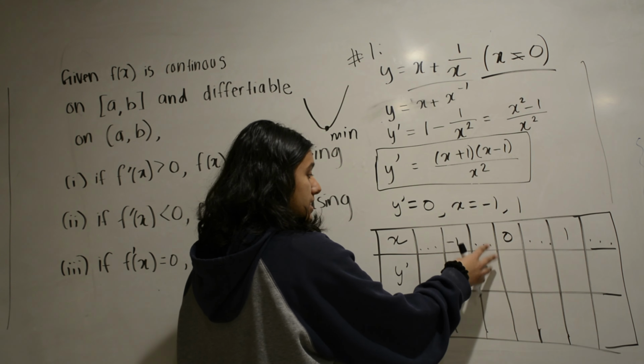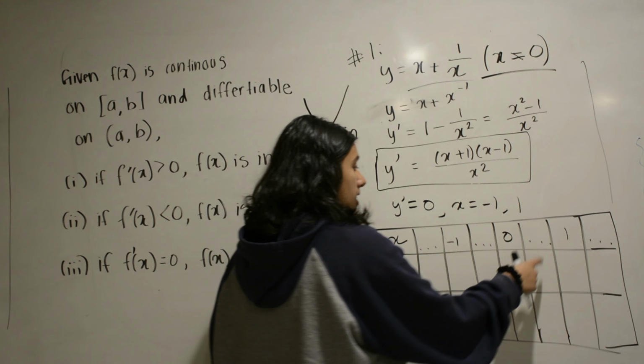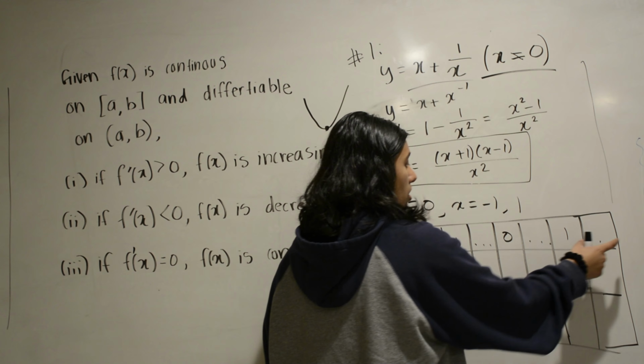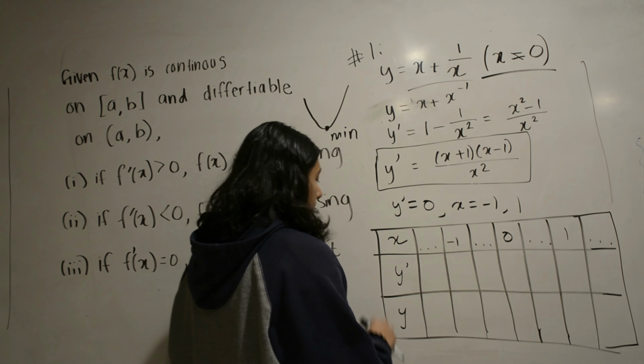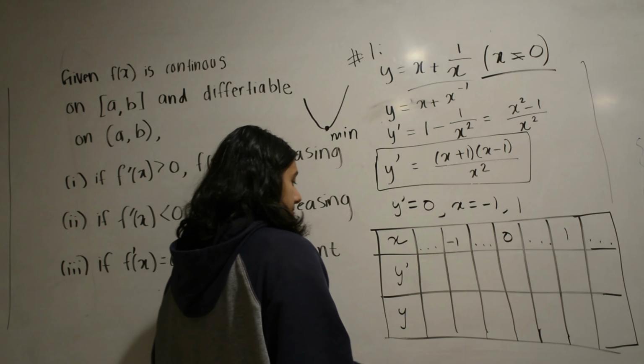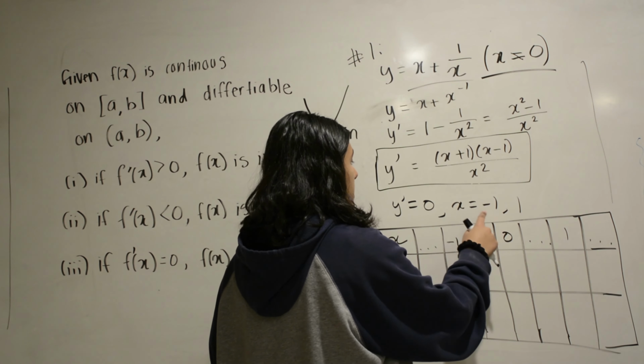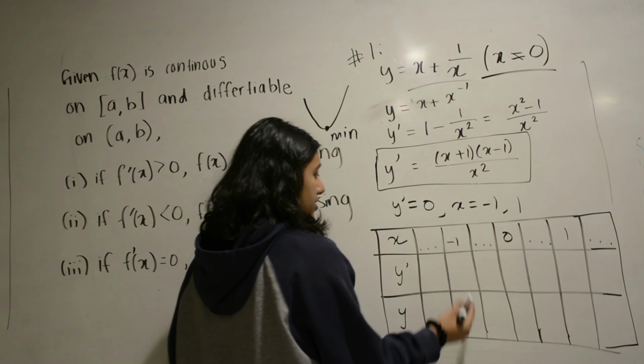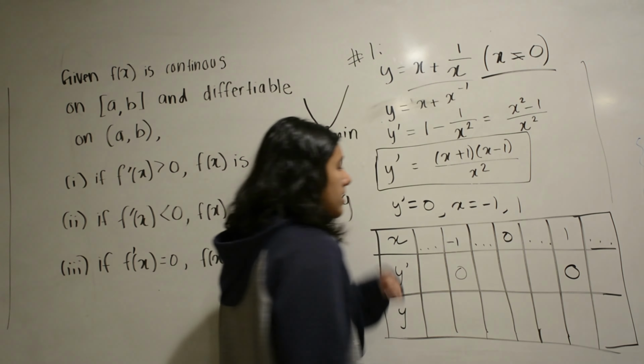This is all the numbers in between negative 1 and 0, all numbers between 0 and 1, and all numbers greater than 1. Let's move on to y prime. We know that when x is negative 1 and 1, y prime is 0, so we can just substitute that.